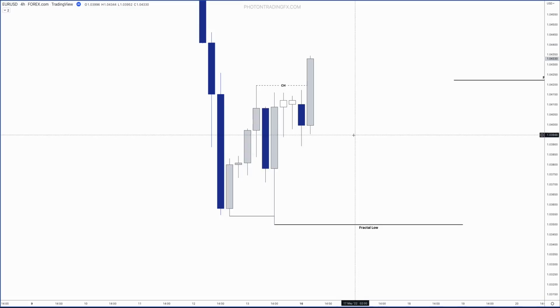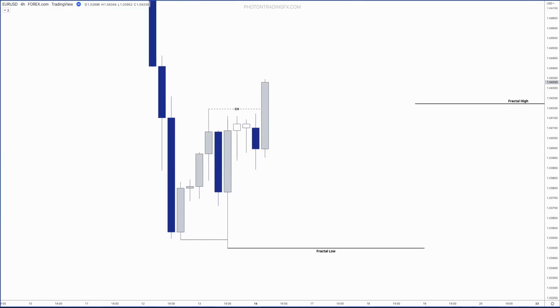So let's zoom right in. Okay, so start your way from the current candle that broke. Did this candle break the previous candle's high? Yes, it did. Okay, cool. Did this candle here break the previous candle's high? Yes, it did. Okay, cool. Did this candle here break the previous candle's high? No, it didn't, okay? So this should be our fractal low.